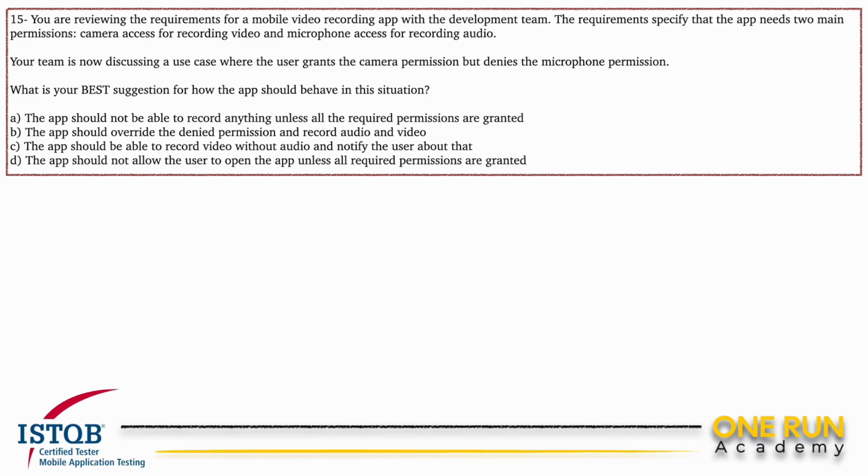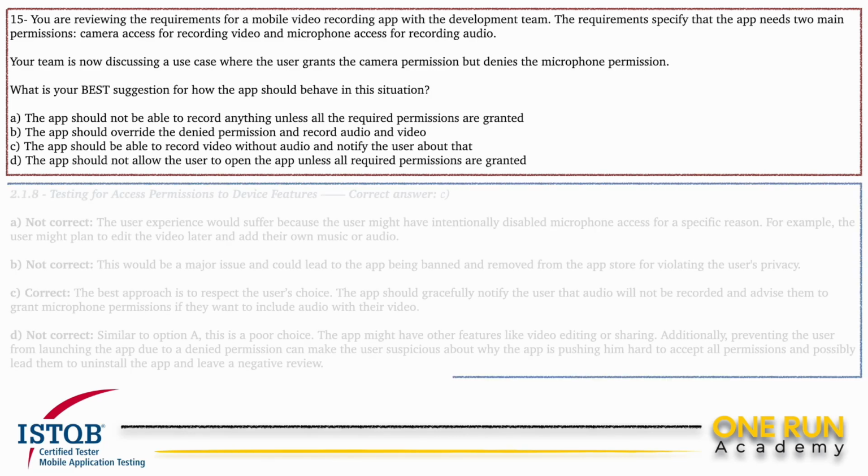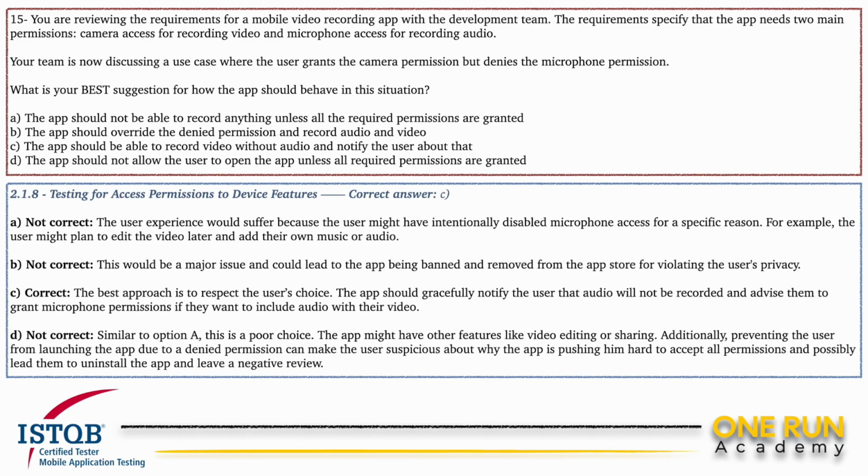First, option A. This one is clearly not correct. The user experience would suffer because the user might have intentionally disabled microphone access for a specific reason. For instance, the user might plan to edit the video later and add their own music or audio. Restricting the app's functionality entirely due to one denied permission is not user-friendly and could frustrate users.